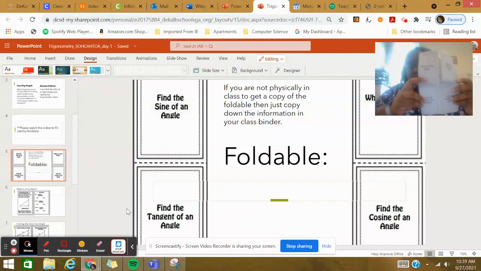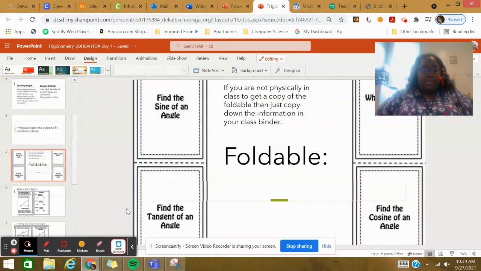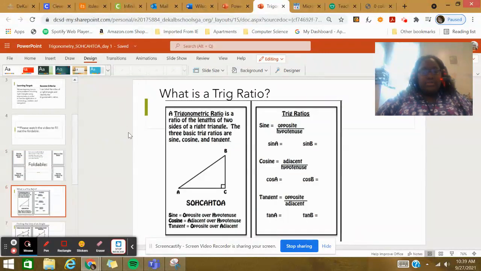And again, if you are struggling, pause the video at this time and go ahead and put it together, or go back and rewind so you make sure you have the flaps done. All right, so from there, we are going to complete the foldable. And my disclaimer is if you are not physically in class, so if you got suspended, if you were quarantined because of COVID or whatever the case may be, or you're on ISS, just copy this down in your notes. So I am currently looking at what is trig ratios. This is the very top left flap. And again, that's the title. It should say on the outside.